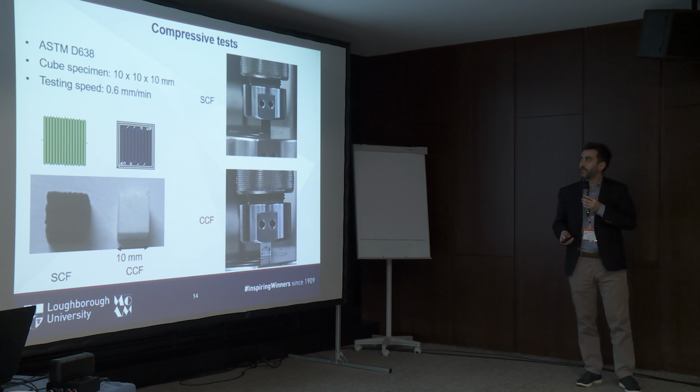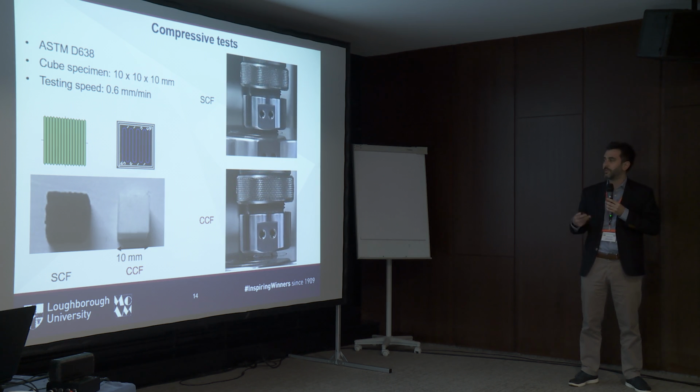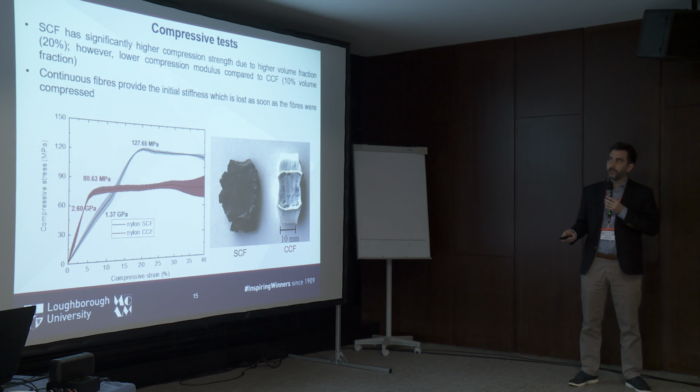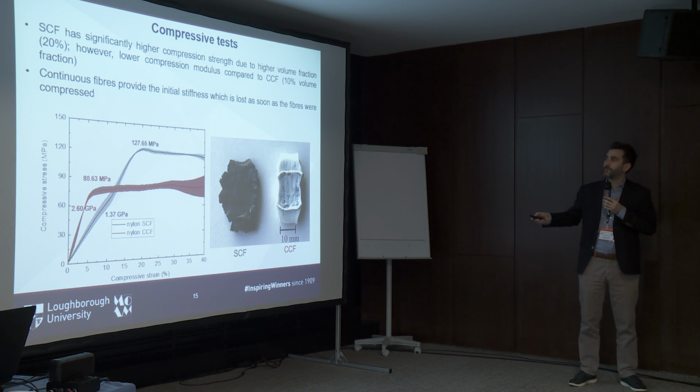Moving to the compressive test, similar structure. You see this cuboidal specimen. I'm only presenting results for the longitudinal cases here. We have done transverse cases, concentric, and so on. If we look again at the performance, in this case, the short carbon fiber has a higher compression strength, as you can see over here, since obviously it has a high volume fraction. The compression modulus is lower, however, compared to the continuous carbon fiber.